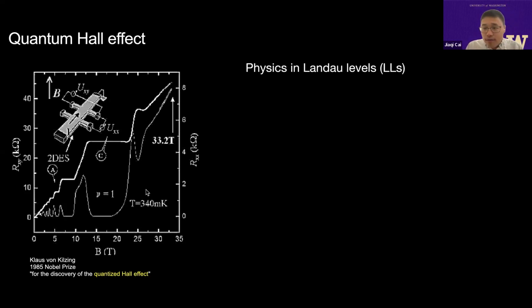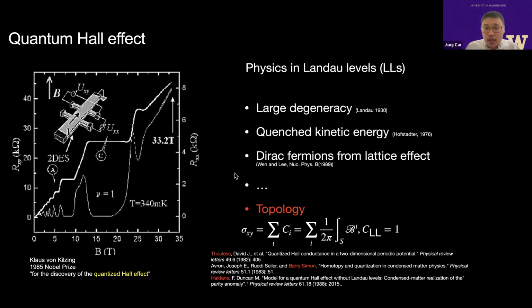What we learn from the quantum Hall effect is the physics in Landau levels, and there is lots of physics inside a Landau level. I'll name a few. Large degeneracy, discovered by Landau, was the initial study where we call it the Landau level. Then we know it has quenched kinetic energy. Hofstadter also discussed how the lattice effect can make it slightly dispersive. Dirac fermions from the lattice effect are protected by some topological number, and finally there is the band topology of the ground state wave function.